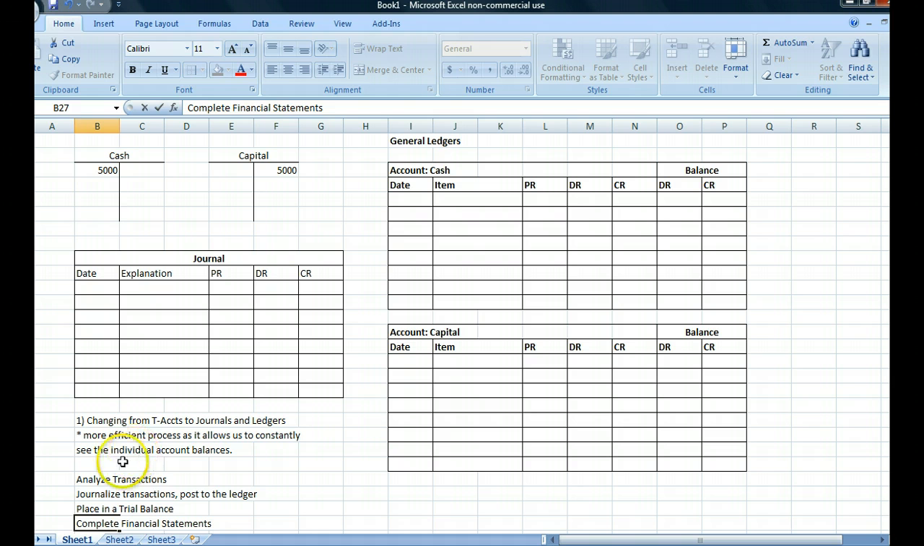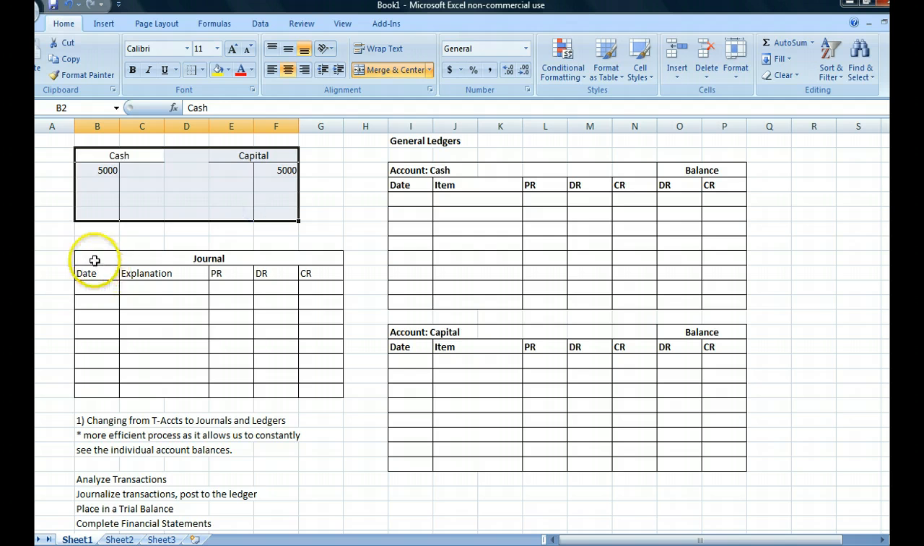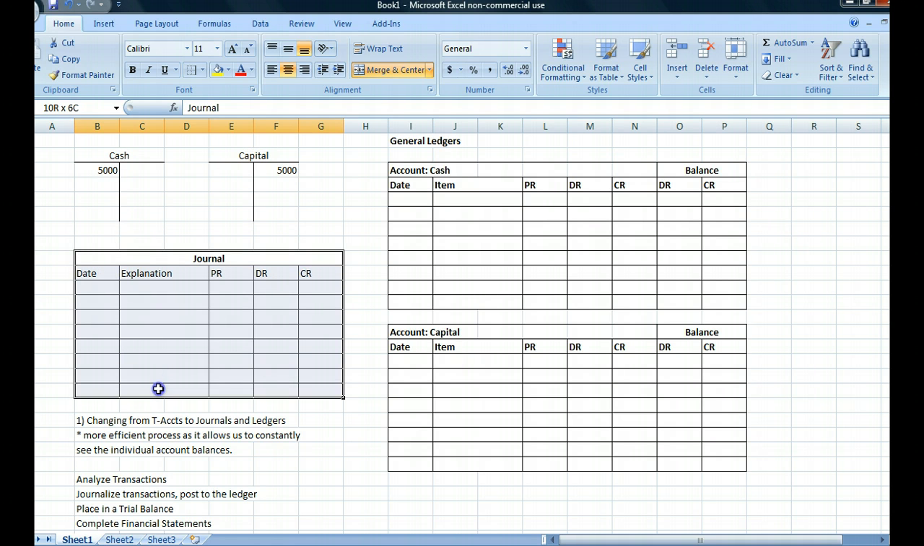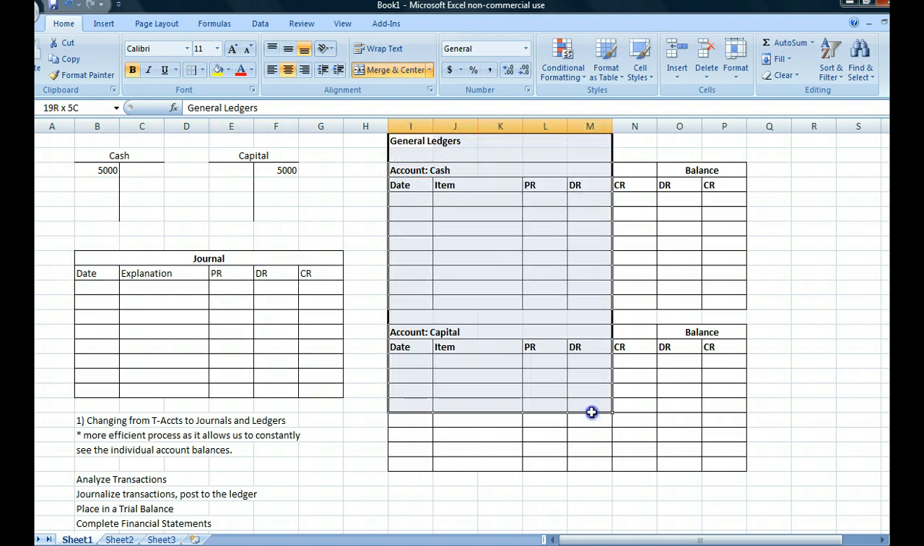So we're going to be getting rid of T accounts and getting rid of the idea of footing and balancing. Because we're going to be constantly balancing each individual account, we'll no longer have to foot and balance at the end of the problem. Okay, so instead of doing these T accounts as we see here, we're going to be using a general journal, which is this small version of one, and general ledgers, like the following.